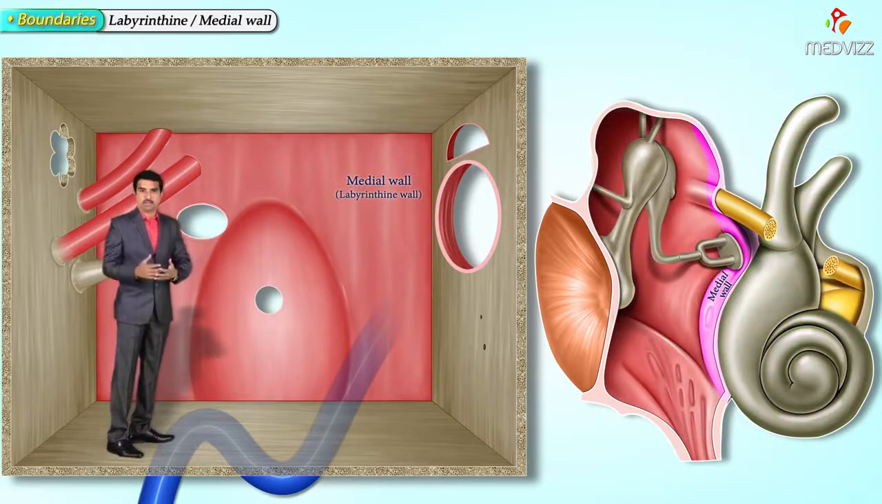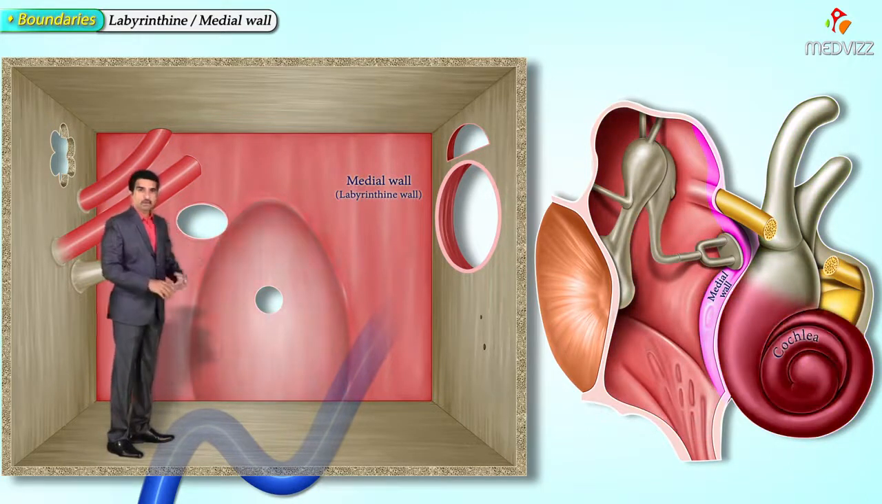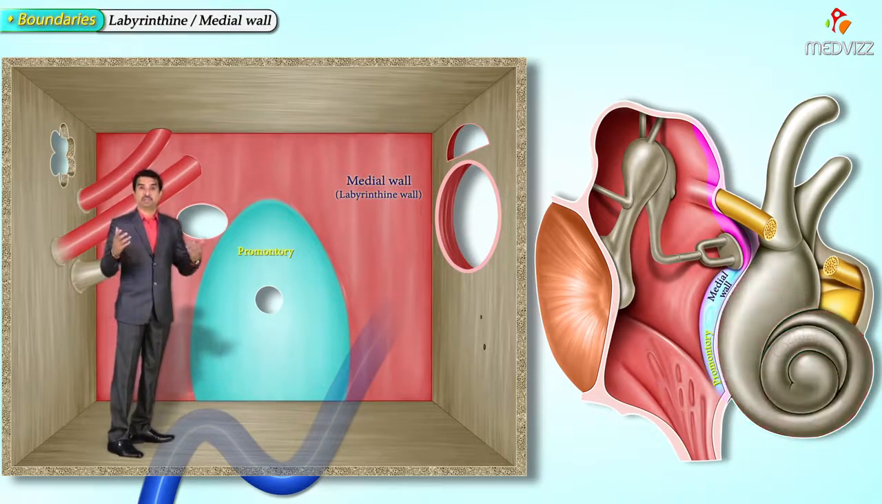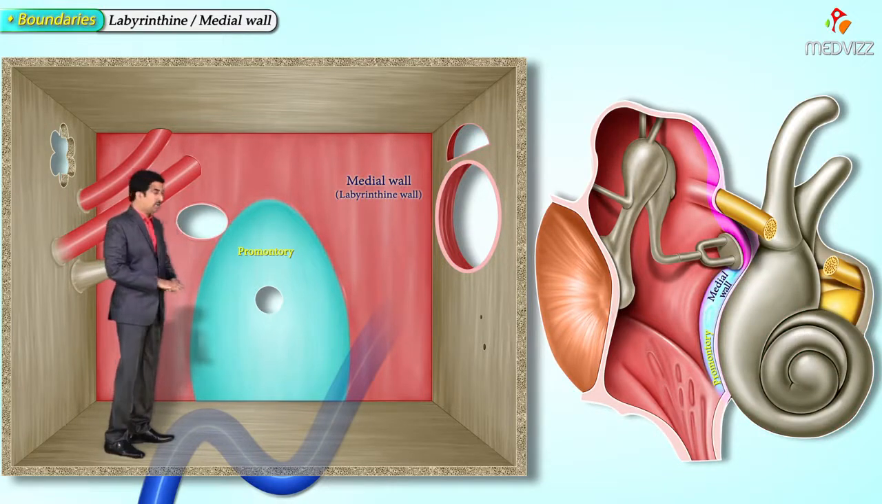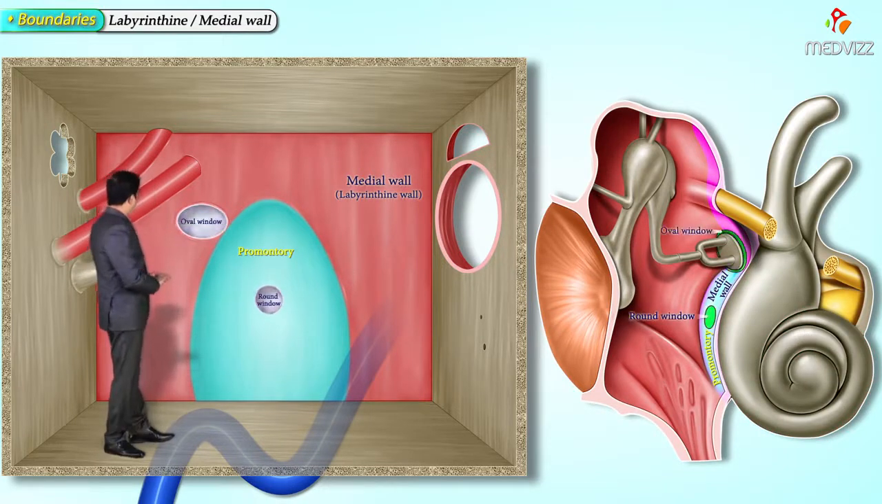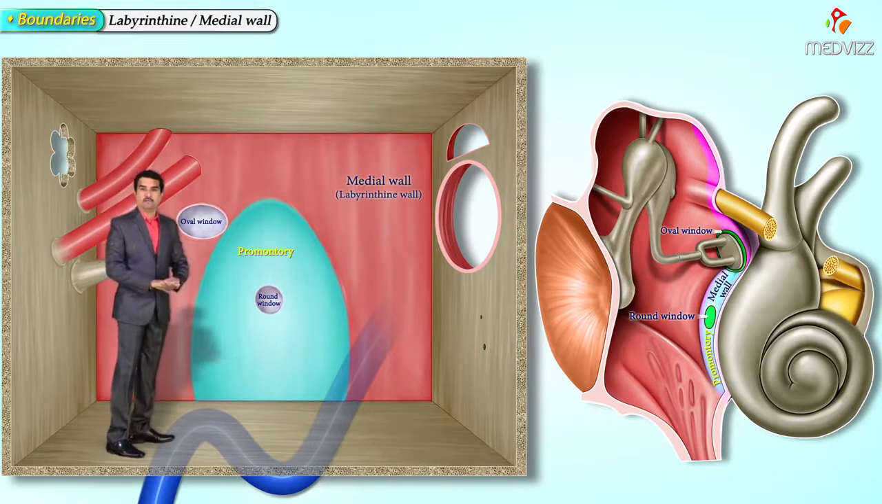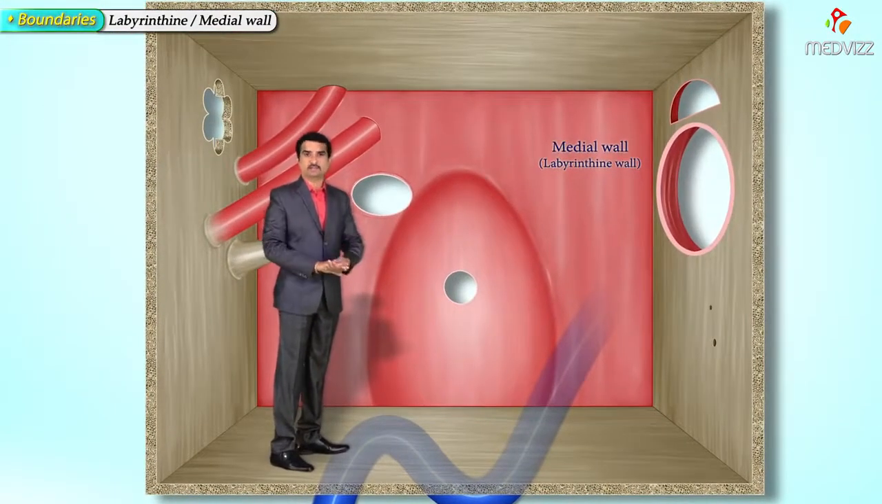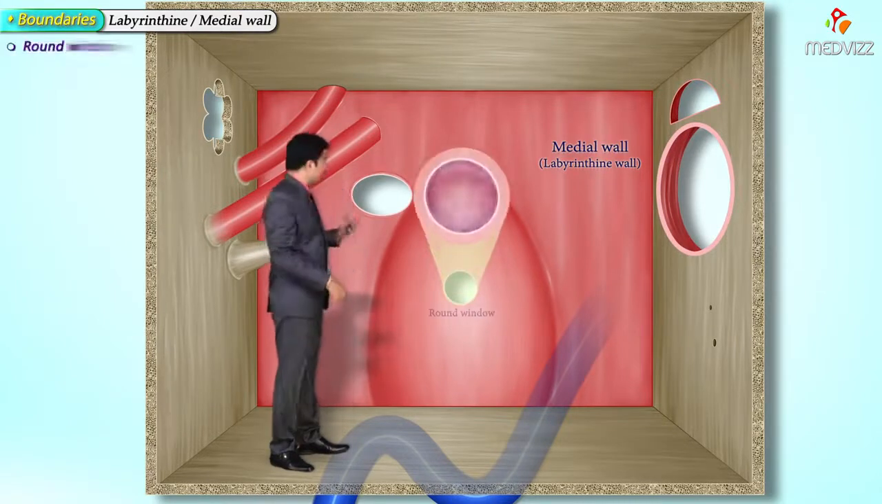The initial part, that is the basal turn of the cochlea, forms the promontory of the labyrinthine wall here. And we can also see some important structures like the round window as well as the oval window, right? Promontory, round window, oval window: all these structures we can clearly visualize on the medial wall of the middle ear, and the windows communicate with the inner ear. Here we have to discuss the round window and the oval window in a little more detail.